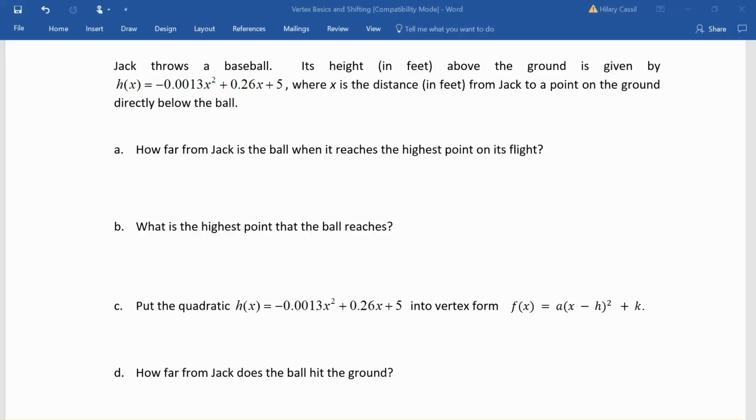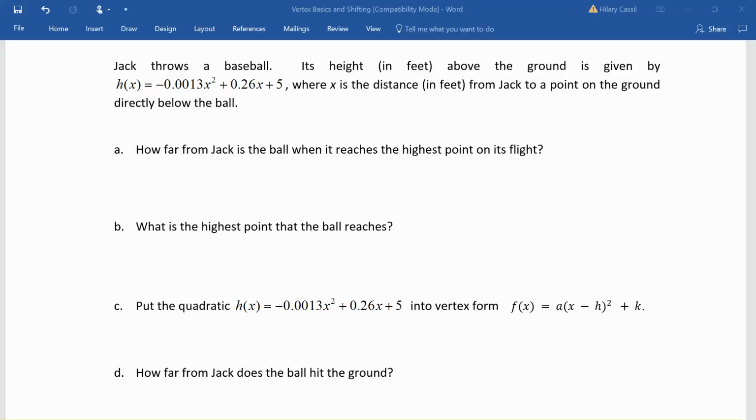Hi everyone. Today I wanted to talk to you about the basics of using the vertex to solve problems and then discuss a little bit about shifting and scaling of functions. So we're going to start by considering this situation where Jack throws a baseball. The function that we're given tells us the height in feet that the baseball is above the ground, where x represents the distance that the baseball is from Jack.